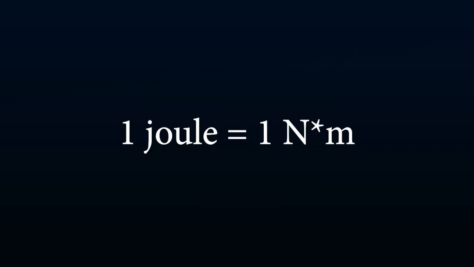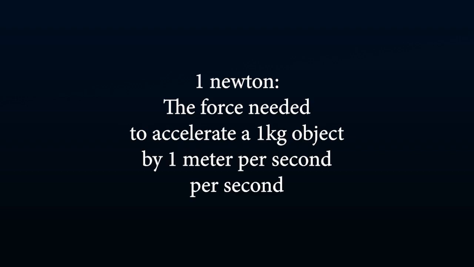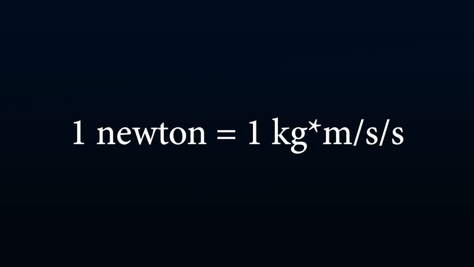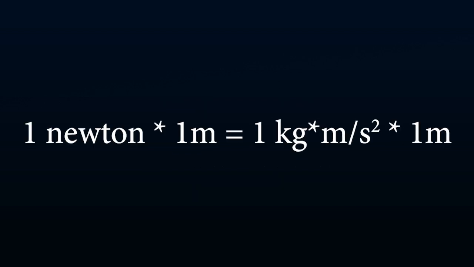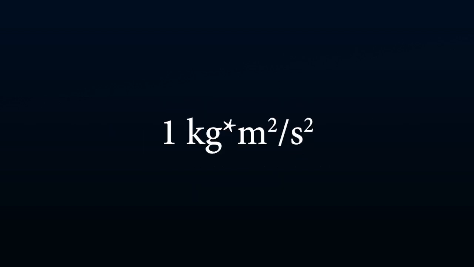If you wanted to, you could call it 1 Newton meter, but that's usually reserved for torque, and that's just to prevent confusion between torque and energy, but never mind. A joule is 1 Newton times 1 meter. 1 Newton is the amount of force needed to accelerate a 1 kilogram object by 1 meter per second per second. It's written like this. So 1 Newton times 1 meter is this, and that's 1 joule.